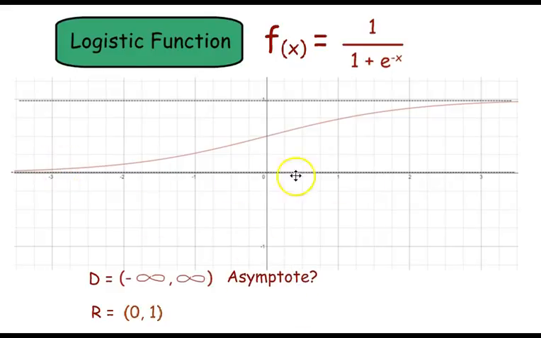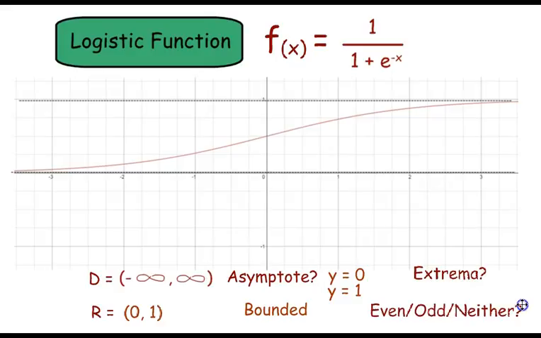We can see from the graph that there are two horizontal asymptotes at the x-axis, y equals 0, and at the horizontal line, y equal 1, which makes this another bounded function. It's bounded on the top and the bottom by two asymptotes. It does not have any extrema, no maximum or minimum, and it's neither even nor odd. There is no symmetry, at least with regards to the origin or the y-axis.